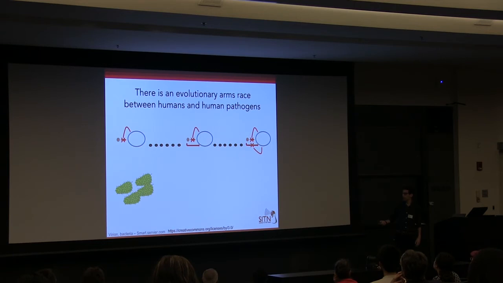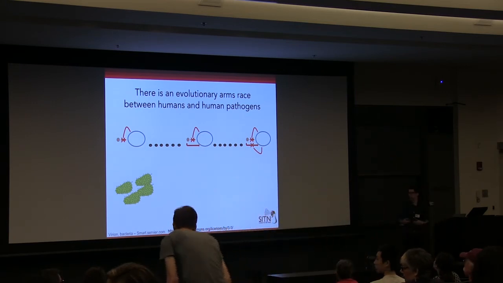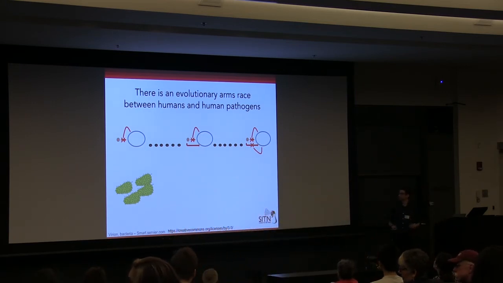Now, let me talk about bacteria briefly. So bacteria are much larger than viruses. Bacteria can replicate themselves on their own. Now, bacteria are also in an evolutionary arms race with humans as well as with antibiotics.